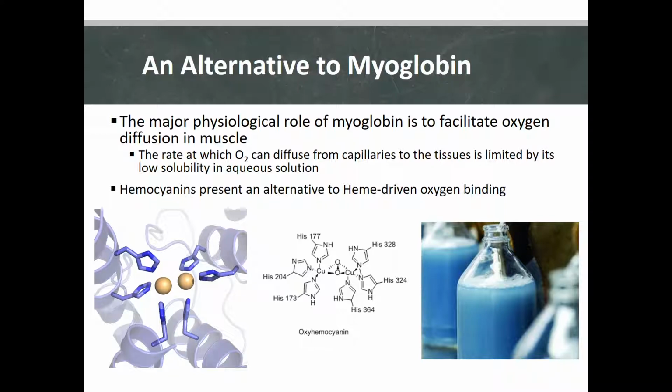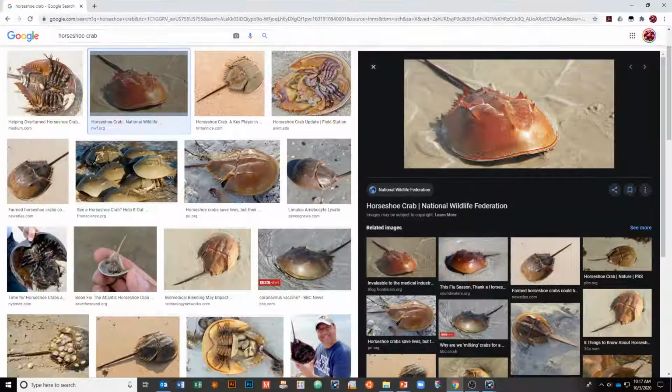The result is that the blood of organisms that have hemocyanins is blue. The common example is horseshoe crabs, which I'm showing you here. Horseshoe crabs have blue blood, so perhaps they should be the mascot for MTSU because they literally bleed blue.